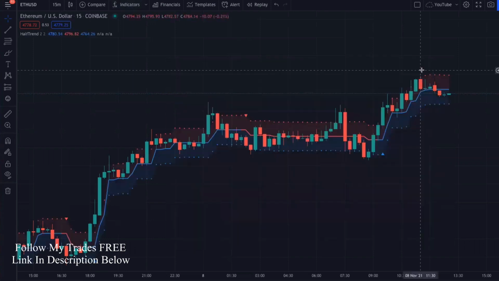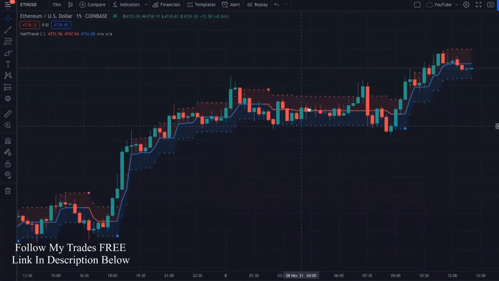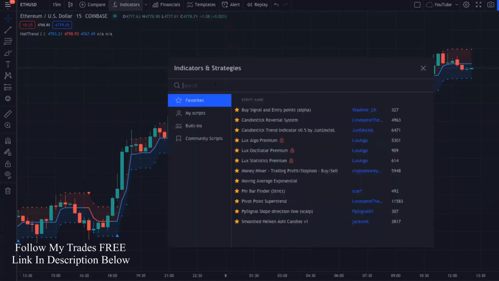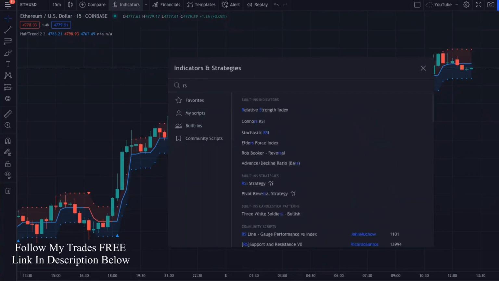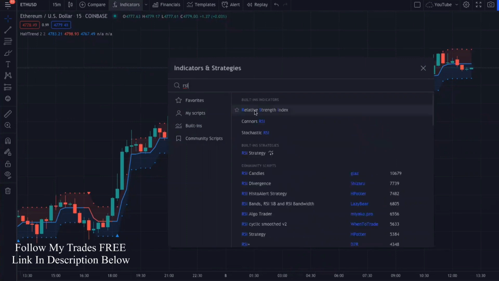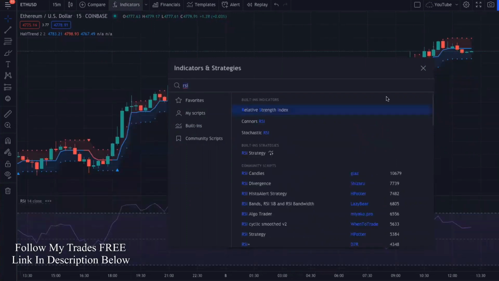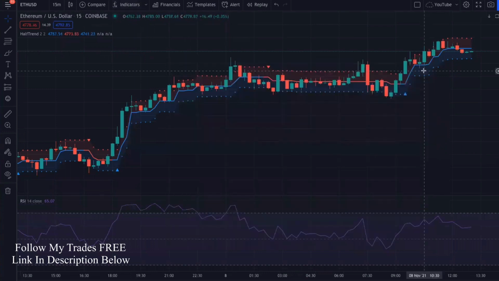So first indicator, we added the half trend indicator. Now the second indicator we're going to add is the RSI, which is the relative strength index. And now we're going to make some changes to both of these indicators because when we're trading crypto, we're going to be changing some of these things to go with this particular strategy.